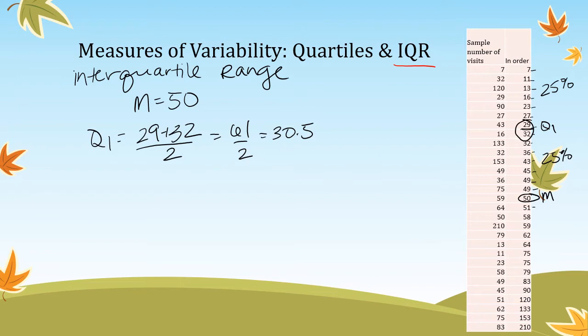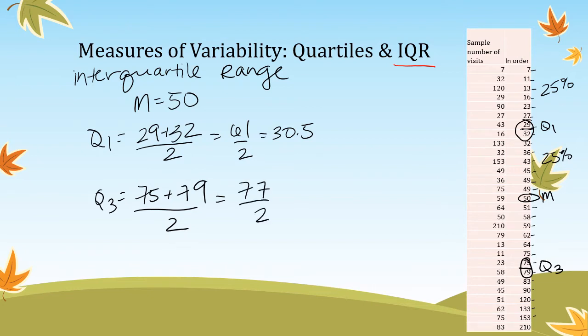Then we need to find our quartile 3. So again, same thing, 1, 2, 3, 4, 5, 6, 7. And 1, 2, 3, 4, 5, 6, 7. So this would be our quartile 3. So quartile 3 is going to be 75 plus 79 divided by 2, which is 77 over 2, which is 38.5.